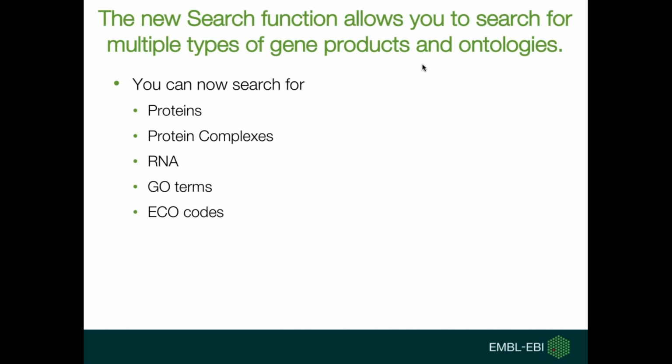Protein complex identifiers are from Complex Portal. And for RNA, you can use RNAcentral identifiers. GO terms remain the same as before. And ECO codes, if you have a particular favorite ECO code, you can also search for that. Keyword searches are also still supported. So if you don't know your GO term or ECO code ID, you can simply do a keyword search.